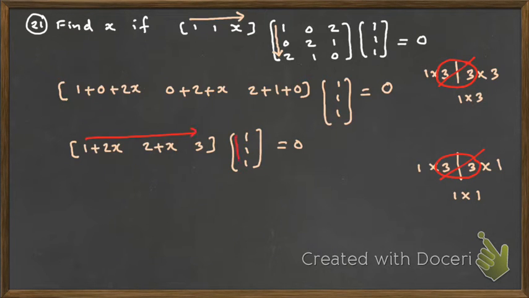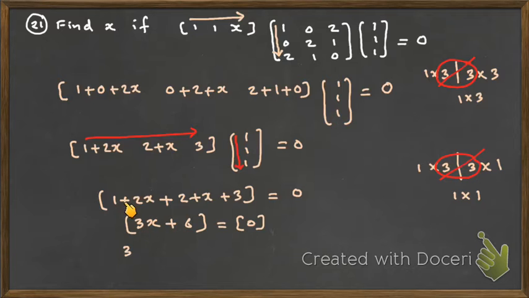So I'll put the arrow marks to show how I am multiplying. The first row goes with the first column, and that's it. I don't have any other column. So 1 plus 2x into 1 would be 1 plus 2x, plus, because the first element goes with the first element, plus the second element with the second element, plus the third element with the third element. So 1 plus 2x into 1, plus 2 plus x into 1, plus 3 into 1 is 3, is equal to 0. On simplification, 2x plus x is 3x, and 1 plus 2 is 3, plus 3 is 6. So 3x plus 6 is equal to 0, the 0 matrix.